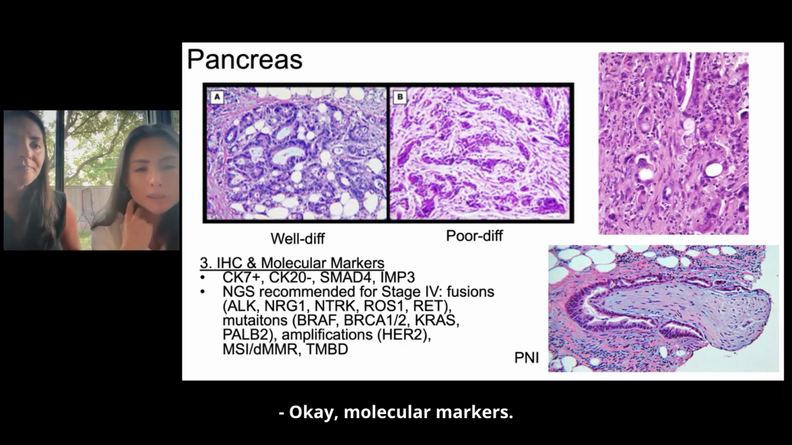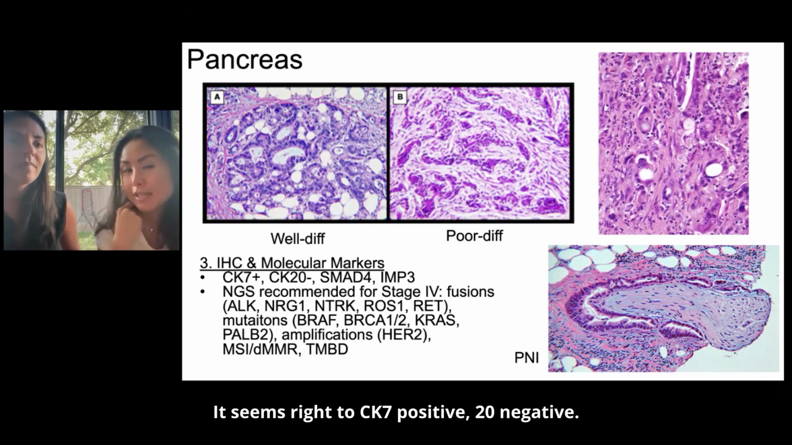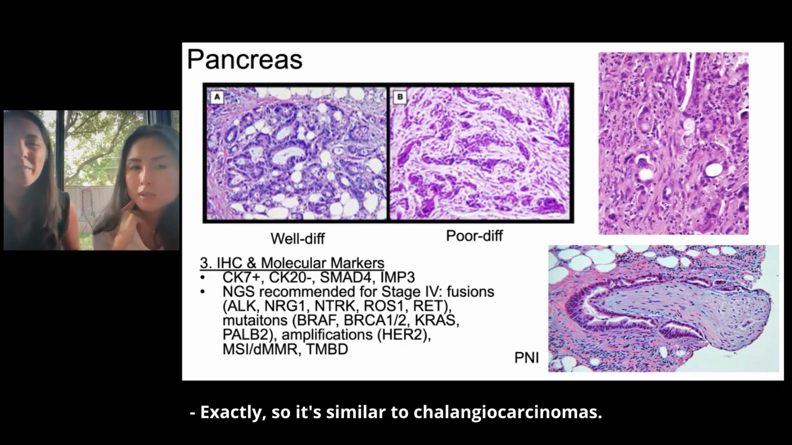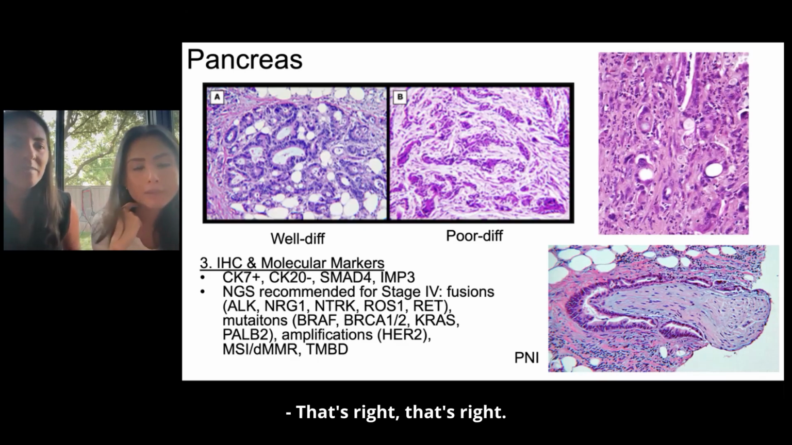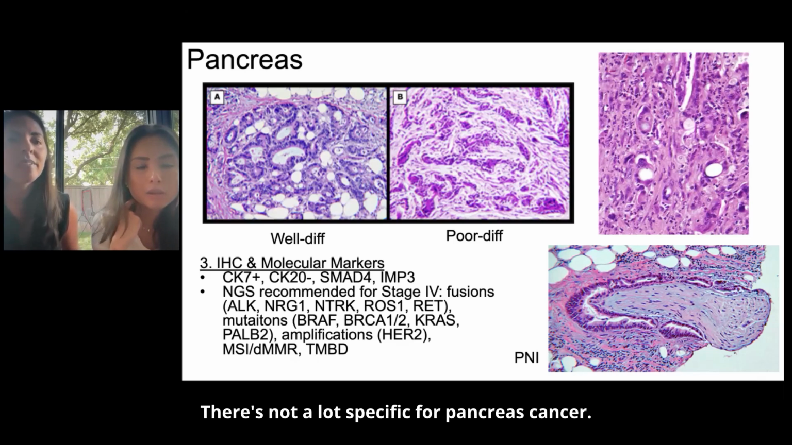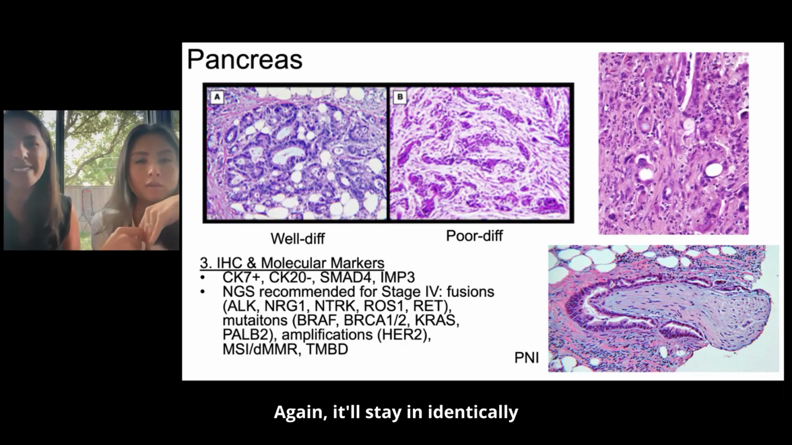Okay, molecular markers. CK7 positive, CK20 negative. So it's similar to cholangiocarcinoma. CK7, CK19 positive, CK20 negative. There's not a lot specific for pancreas cancer. Again, it'll stain identically to a cholangiocarcinoma.